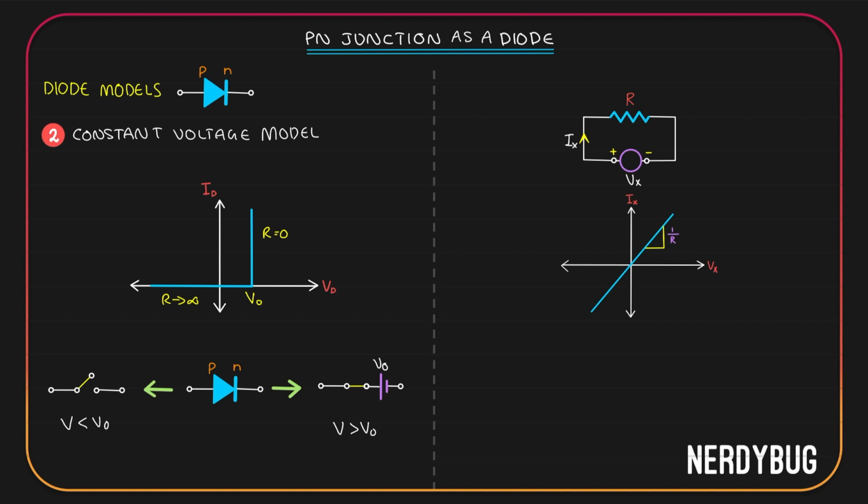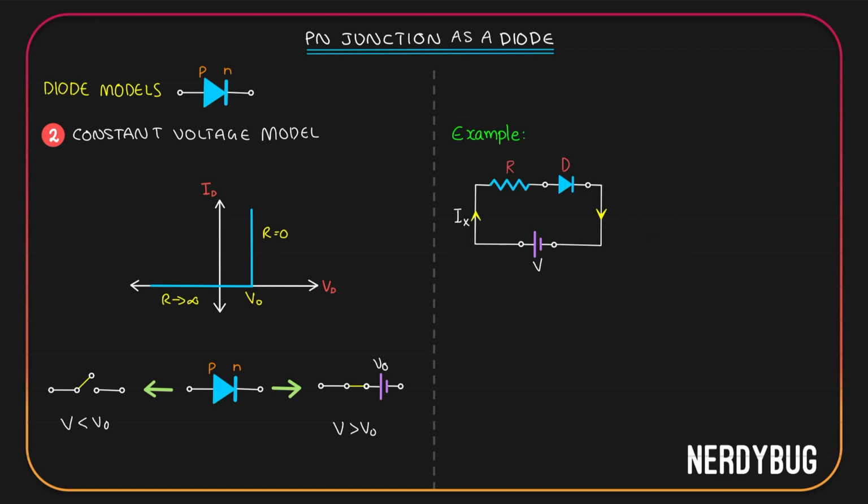Let's take an example. I have taken the same circuit from the previous example. We have a resistance R. It is in series with the diode D. Potential applied is V and the current in the circuit is Ix. Here we are going to use the constant voltage model of the diode.